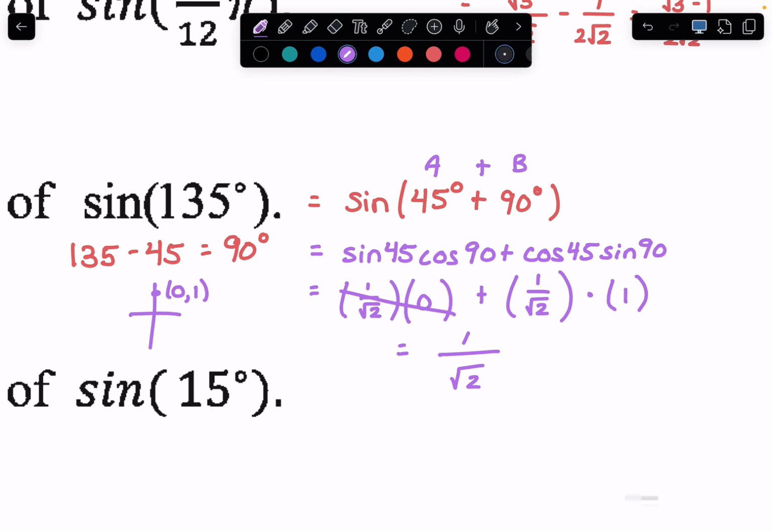Everybody okay? If it ends in a 5, use 45. The one on your test will end in a 5. If it ends in a 5, like 135, use 45. And the one on your test will end in a 5 as well. So you'll use 45.